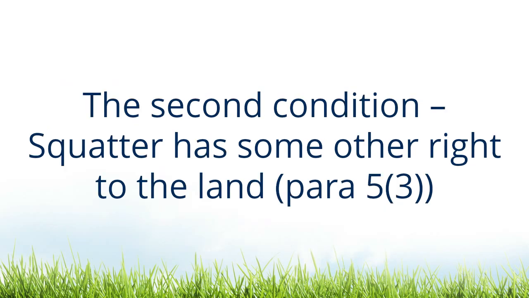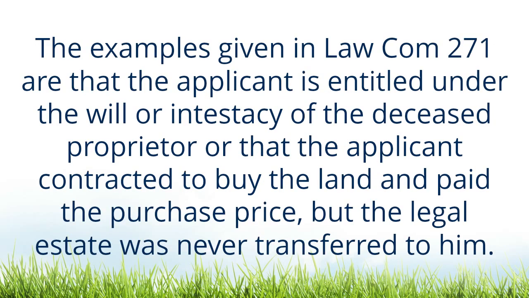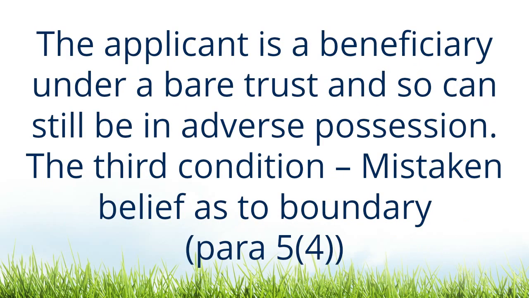The second condition, squatter has some other right to the land, paragraph 5, subsection 3. The examples given in Law Com 271 are that the applicant is entitled under the will or intestacy of the deceased proprietor, or that the applicant contracted to buy the land and paid the purchase price, but the legal estate was never transferred to him. The applicant is a beneficiary under a bare trust, and so can still be in adverse possession.